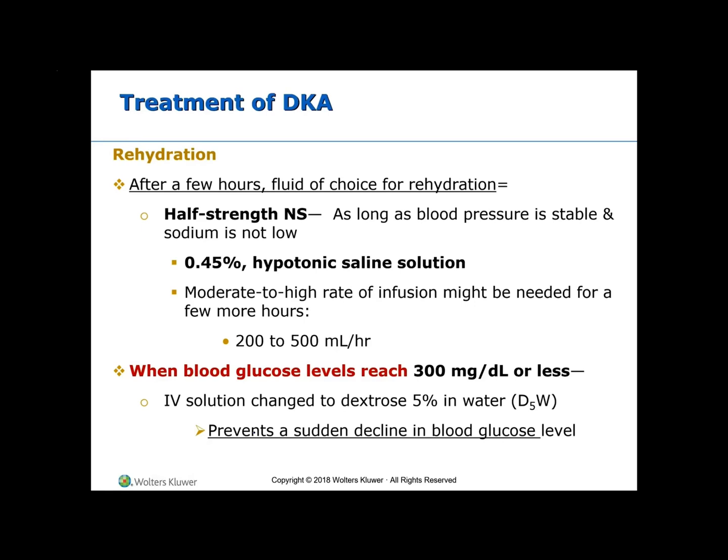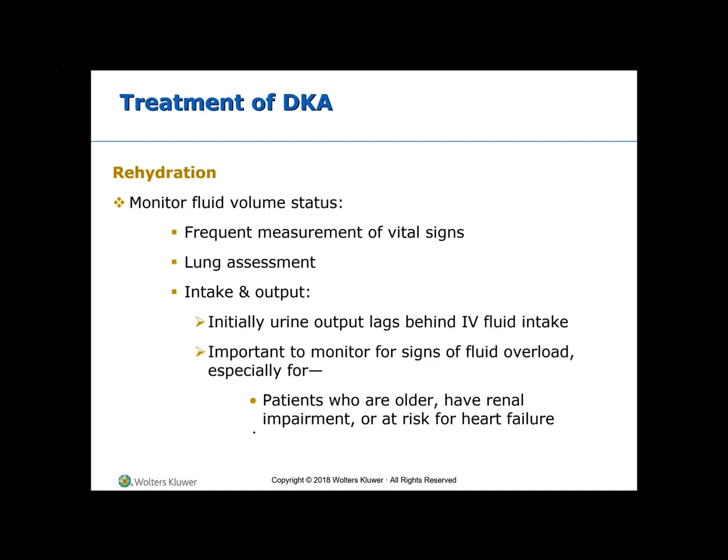And then as your blood glucose level reaches 300 milligrams per deciliter or less, you'll change to dextrose D5 with water to prevent a sudden decline of glucose levels. Because as you're giving insulin, dropping blood sugars, you don't want it to drop too far, right? Because then you can have hypoglycemia, where you go the complete other direction. And if you drop your blood sugar too fast, you run the risk of cerebral edema as well. Because as you rehydrate, if you rehydrate too fast, you could injure the patient in the process.